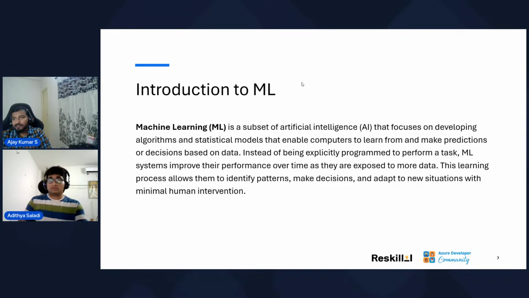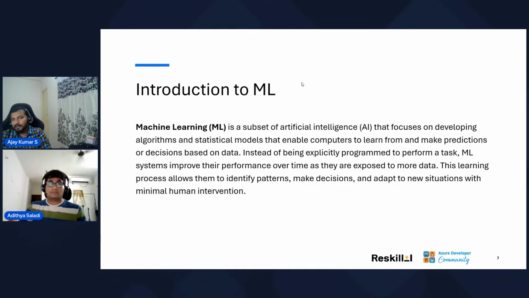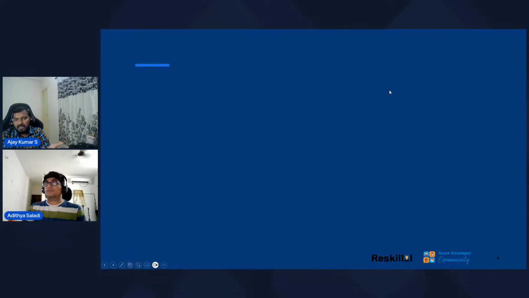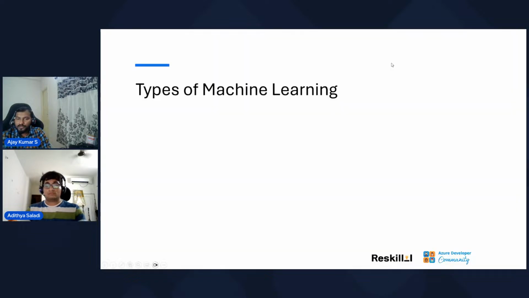This learning process allows machine learning systems to identify patterns. It also makes decisions based on these patterns, and then finally it adapts to new data and situations with minimal human intervention. That's the whole idea of machine learning. If I had to put it in a single line, in essence, machine learning is about teaching machines to learn from experience and to improve accuracy and efficiency in performing specific tasks. So we are making machines better and better by making them learn from experience and improve the accuracy on the tasks which we give them. That's what machine learning is all about.